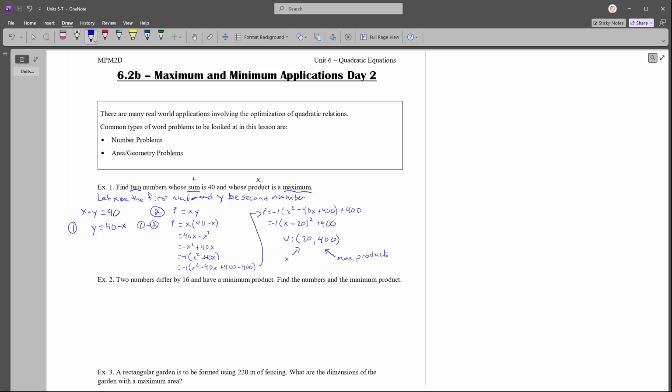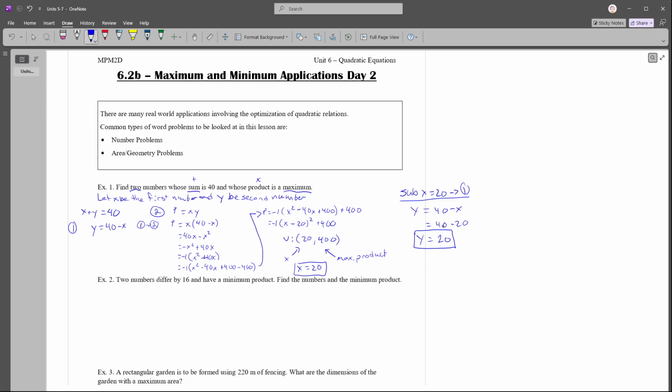So we found the maximum product and the value of x, but we still need y. So if we have x is equal to 20, how do we find y? How did we always do this when we had previous problems with systems of equations? We would just substitute our known value into one of our previous equations. So let's sub x equals 20 into, let's put it into number 1. That seems like the easiest equation to work with. So that means we have y is equal to 40 minus x, which is equal to 40 minus 20. That means y is equal to 20. Oh, they're both equal to 20. This is just a coincidence, ladies and gentlemen.